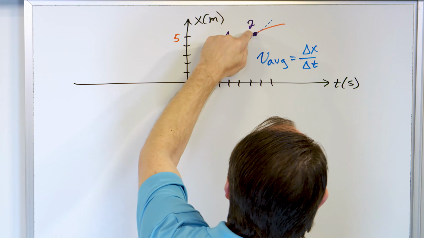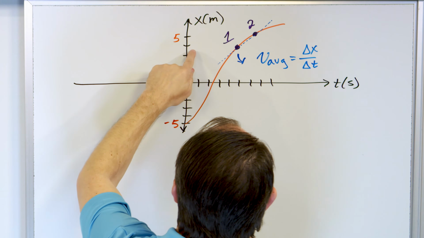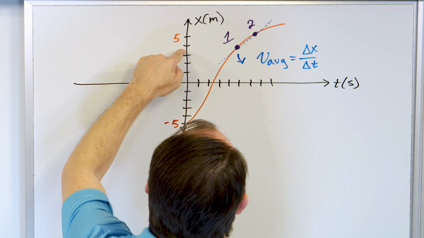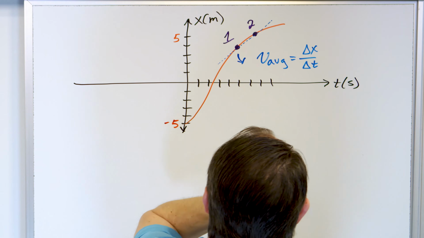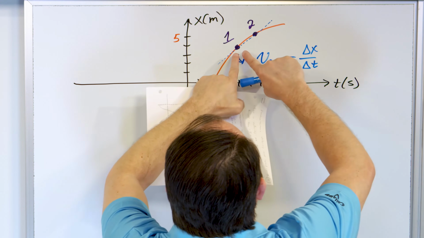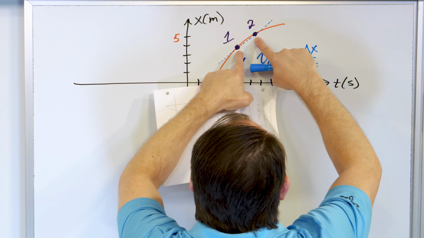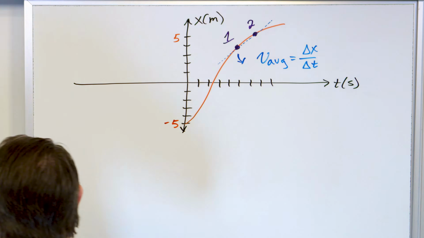How would we do it in practice? We find what is the x position here? Okay, it's about 5. What is the x position here? That's the initial. It's about 3.5 or something like that. What is the time elapsed? I don't know, it's about 2 seconds. You can read it off the graph. You'll divide them, and you're going to get a new velocity. And that new velocity will be the average velocity between these 2 points, which would be the slope of the dotted blue line.